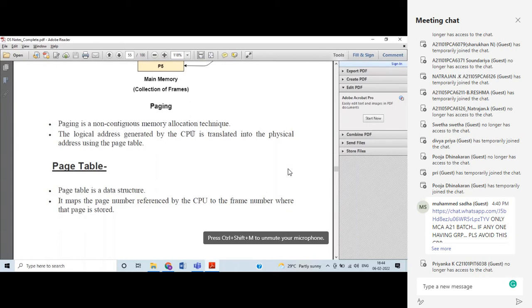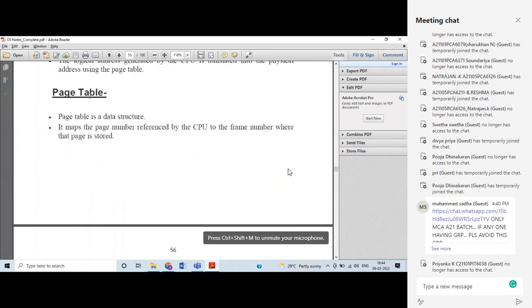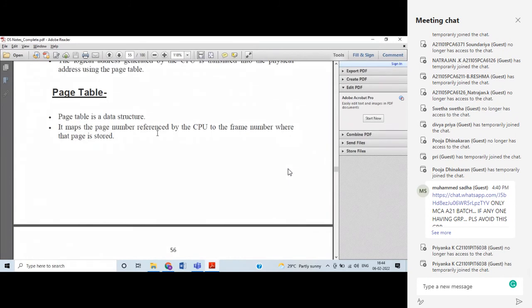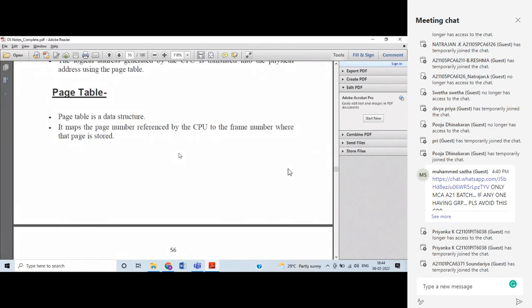So paging is a non-contiguous memory allocation technique. The logical address generated by the CPU is translated into a physical address. So logical address, physical address, and one main component of paging is the page table. This is a tool for paging. The page table is a data structure. It maps the page number referenced by the CPU to the frame number where that page has been stored. So the page table will tell you where to map a particular page to a particular frame.